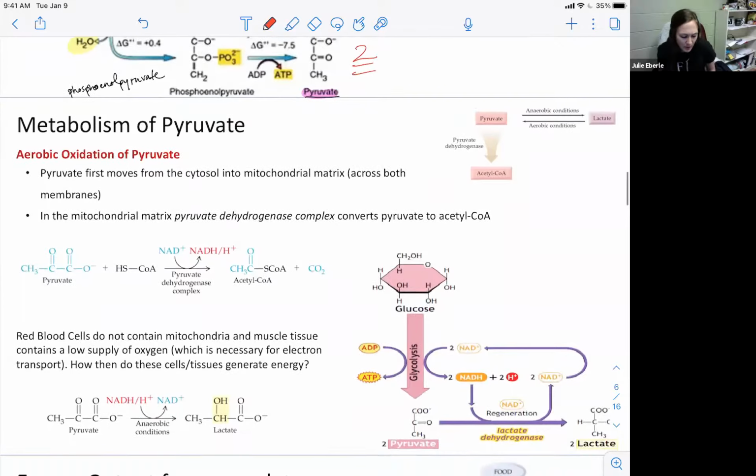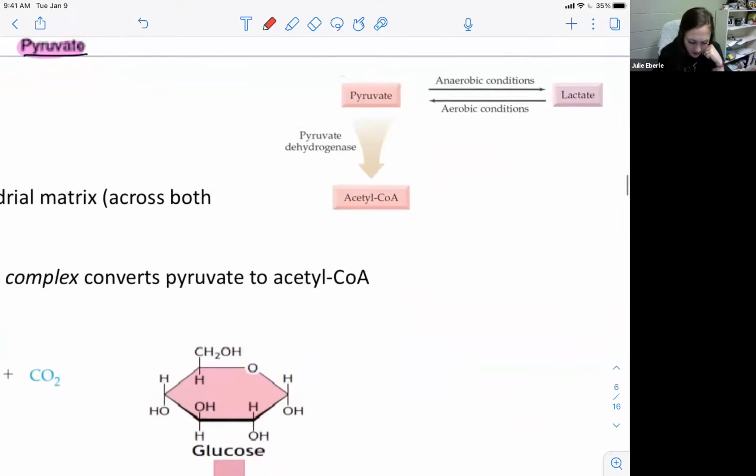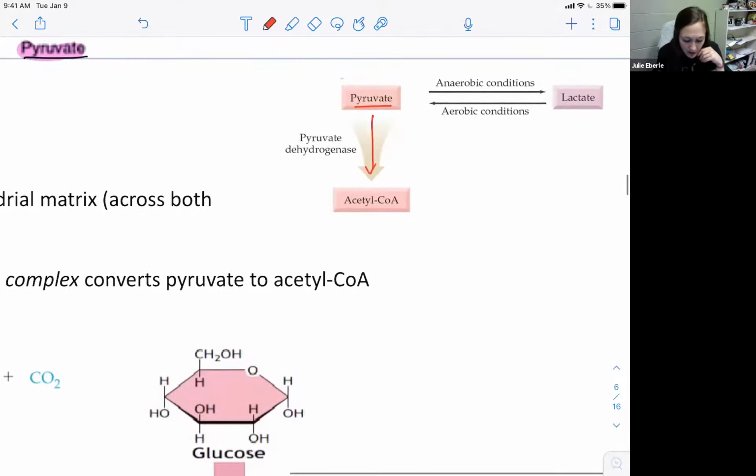All right, metabolism of pyruvate. There's a couple different things that can happen with pyruvate after we make it from glycolysis. If you remember from the figure up top, pyruvate can be metabolized further to acetyl-CoA. And it could also be turned into lactate depending on what the body needs, if it needs ATP or not, and depending on if we have an aerobic or an anaerobic system.